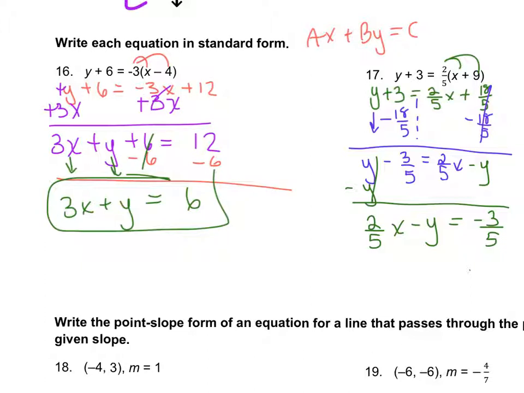I'm not done yet because I can't have the fraction as a. So to get rid of that fraction, you multiply by the denominator of a, which is 5. You're going to multiply everything by 5. When you do that, you get 2x minus 5y is equal to negative 3.